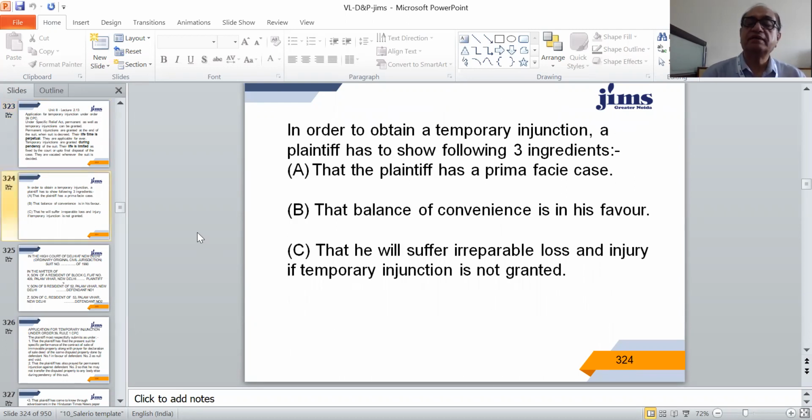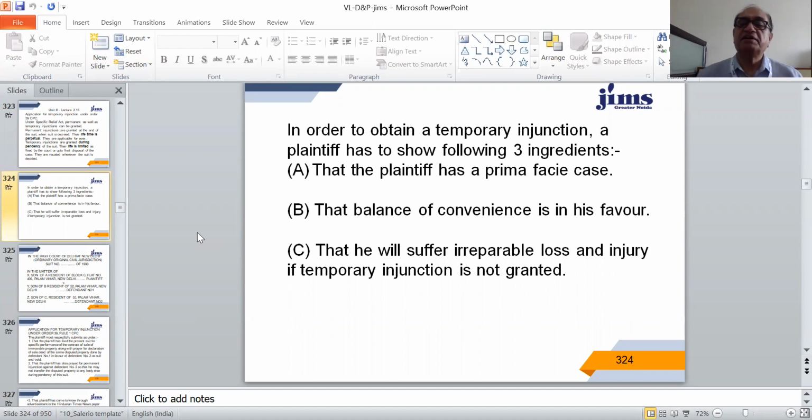In order to obtain a temporary injunction, a plaintiff has to show the following three ingredients. Why am I emphasizing these points? Because unless you know the ingredients required for a temporary injunction, you will not be able to draft an application for the same. So here are the three ingredients which are required in order to obtain a temporary injunction.